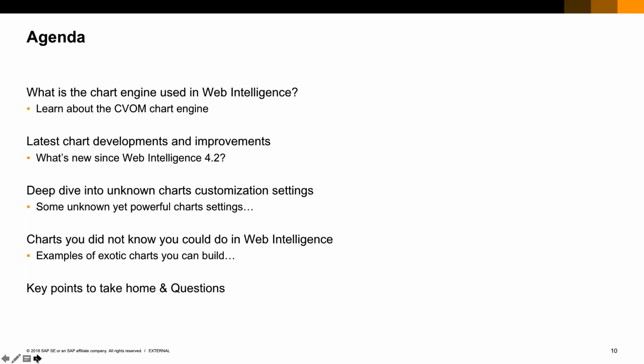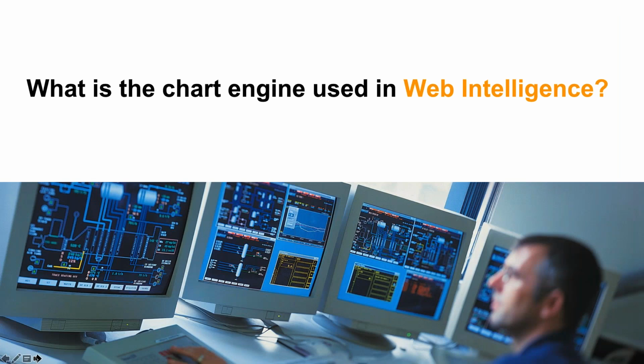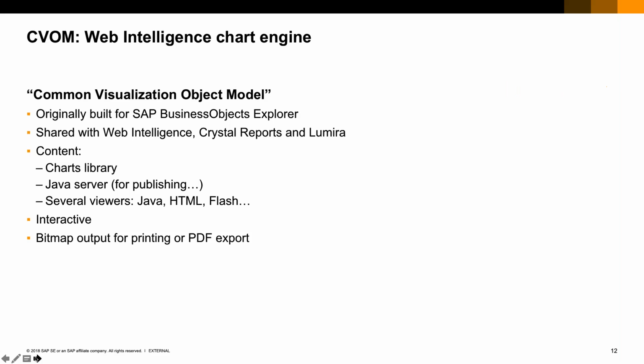Okay, so let's start with the CVOM chart engine first. Sorry, the control is a bit slow on my side. So CVOM is the name of the chart engine we're using in Webi. CVOM stands for Common Visualization Object Model. It was actually a library which was developed about 10 years ago for Business Objects Explorer, and then became a component shared between different products of our BI suites, such as Web Intelligence, Crystal Reports, and then Lumira.